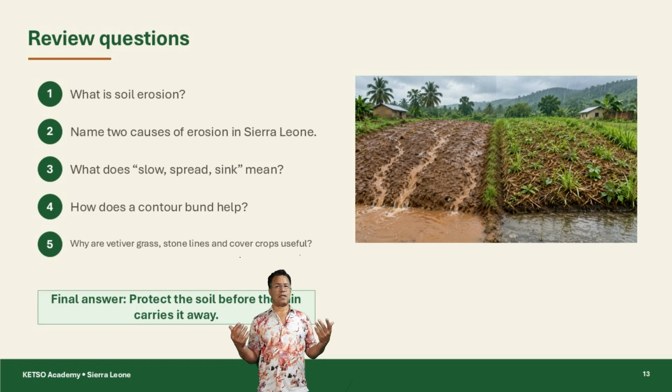Think again keenly, about contour bunds, about vetiver grass, about stone lines them, and how cover crops can be very useful to help you control erosion. Think about that. So the final message I just get now is to protect the soil and to control them through the methods them what we call erosion control.